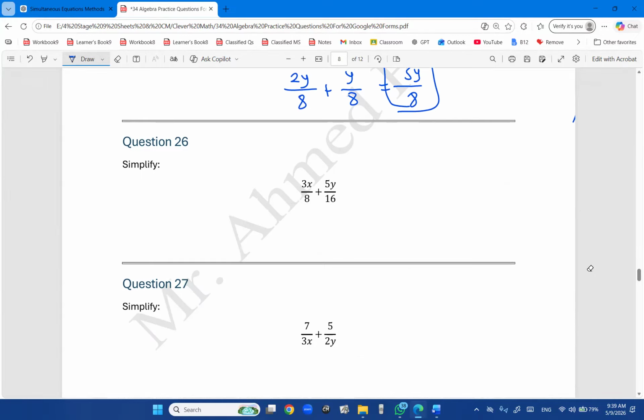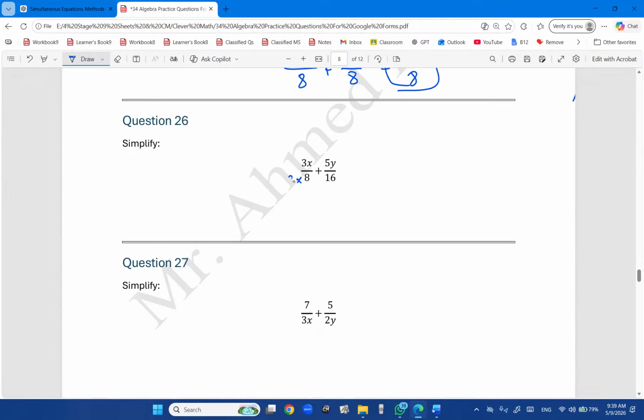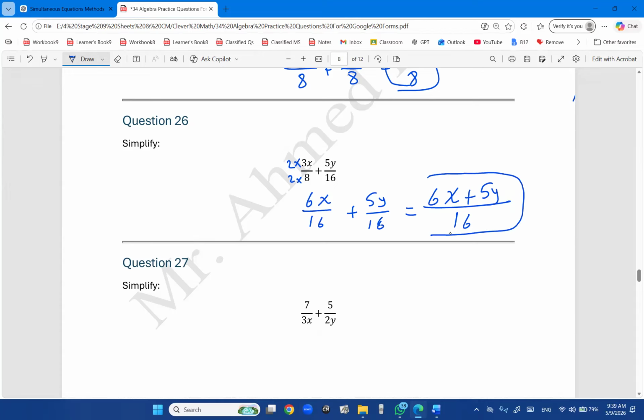That's it. Same thing here, multiply up and down by 2, gives you 6x over 16 plus 5y over 16 equals, mister, how can I add 6x and 5y? They are not like terms. Never think about 11xy. Don't even think about it. We cannot add them. They are unlike terms. So 6x plus 5y over 16, and this stays the same.